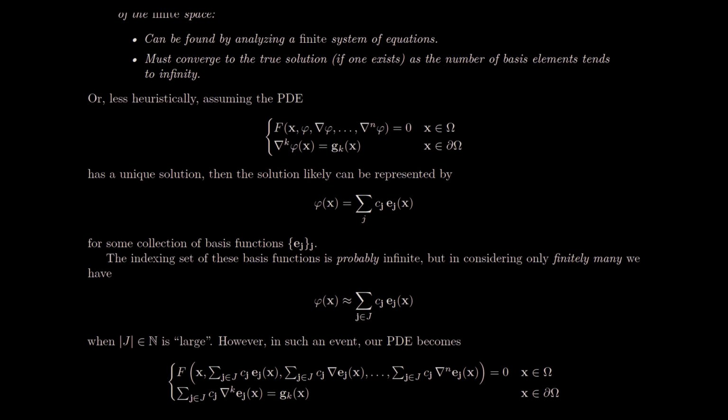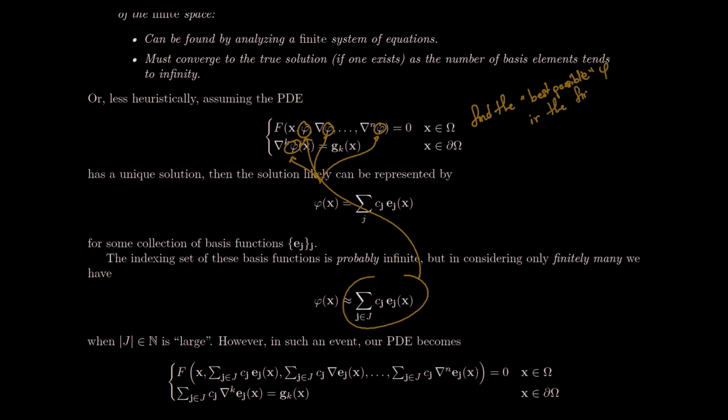And what that's going to do is if I grab finitely many of these, and I say, okay, phi is approximately finitely many, let's replace each phi with its approximation by finitely many basis elements. What I can do is find the quote-unquote best possible phi in the finite set to solve the PDE. But it doesn't solve the PDE. It's going to approximately solve the PDE, right?